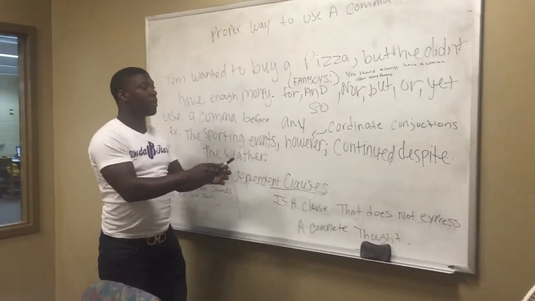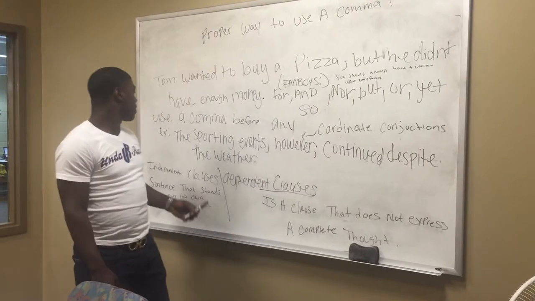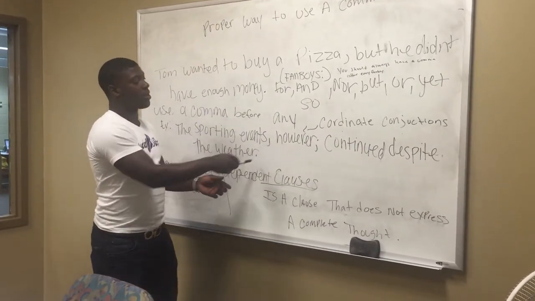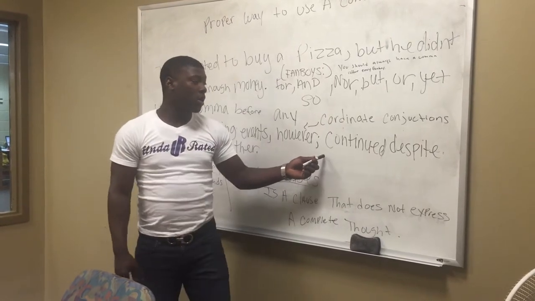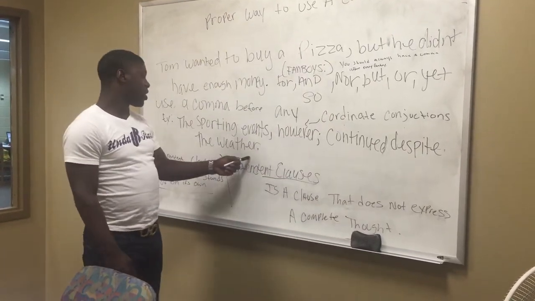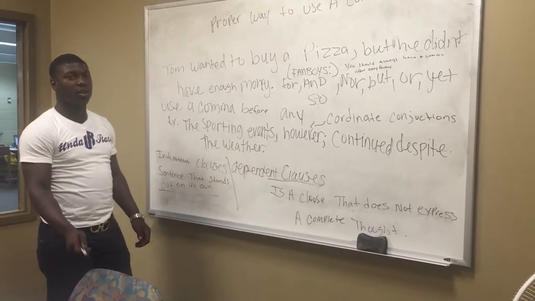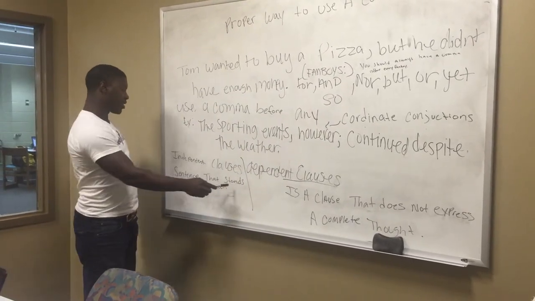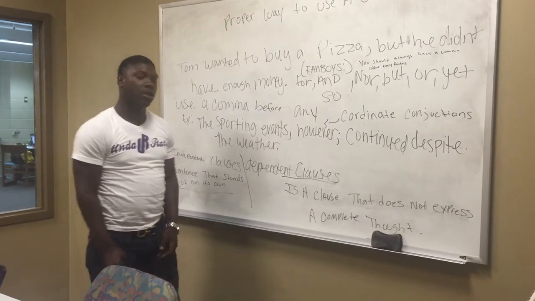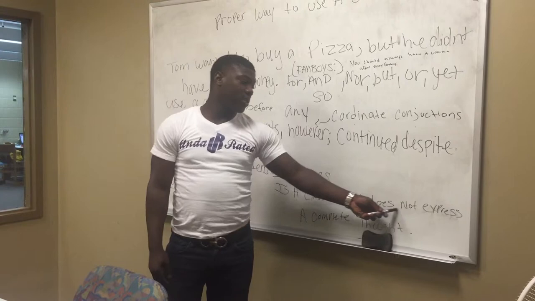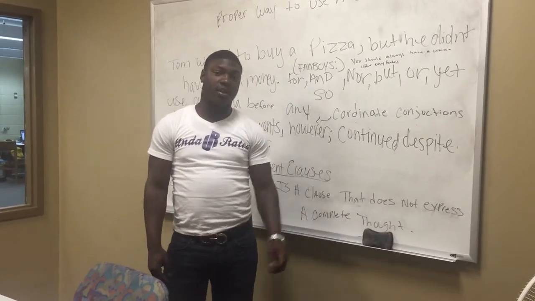Use a comma before any coordinating conjunction. Example: The sporting events, however, continue despite the weather. Independent clauses: the definition of an independent clause is a sentence that stands on its own. Dependent clauses: a dependent clause is a clause that does not express a complete thought.